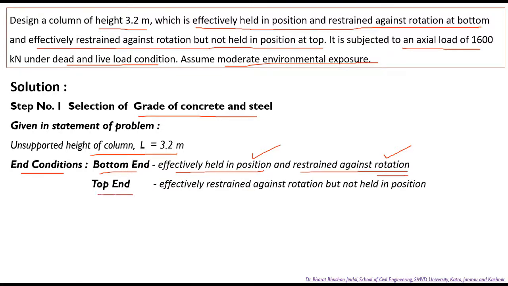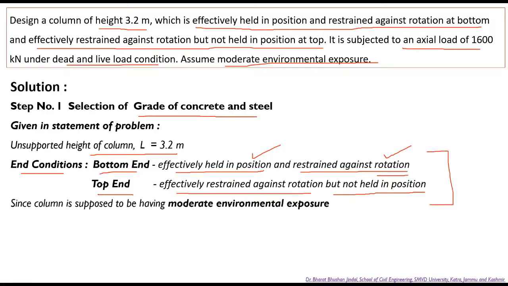Now when we are talking about the top end, it is given that it is effectively restrained against rotation but not held in position. So these are the two conditions which are already mentioned in the statement itself, which will be helpful for selecting the effective length of the column.